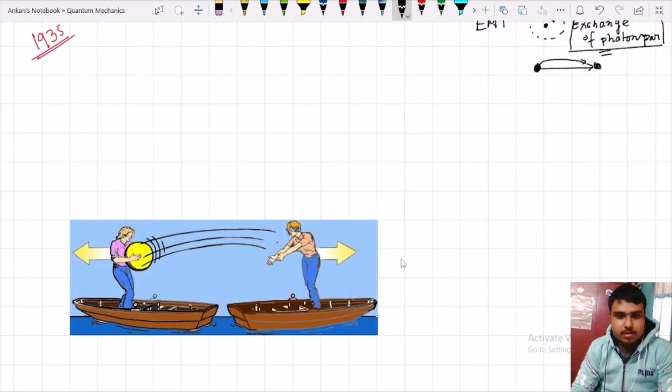Okay, so if one person releases the ball to the other, then he will experience some backward momentum, because the boat is movable. Similarly, the person who catches the ball will also experience a change in momentum in the backward direction. So there is a net change in momentum in opposite directions. This gives rise to a force which is repulsive in nature.